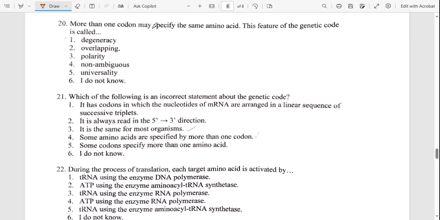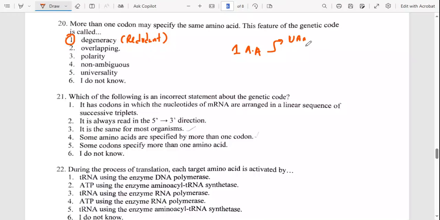More than one codon may specify the same amino acid. This feature of the genetic code is called degenerate. The other term for degenerate is redundancy. The genetic code is redundant. The meaning is that you can have one amino acid, but you have got a lot of codons.